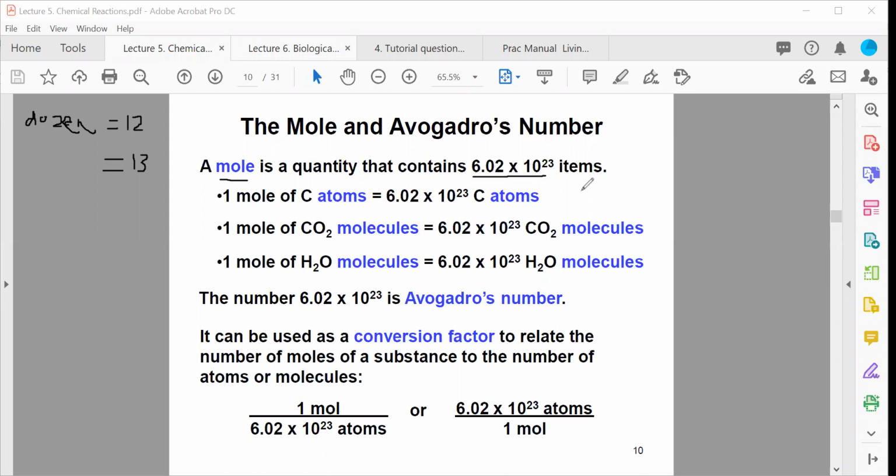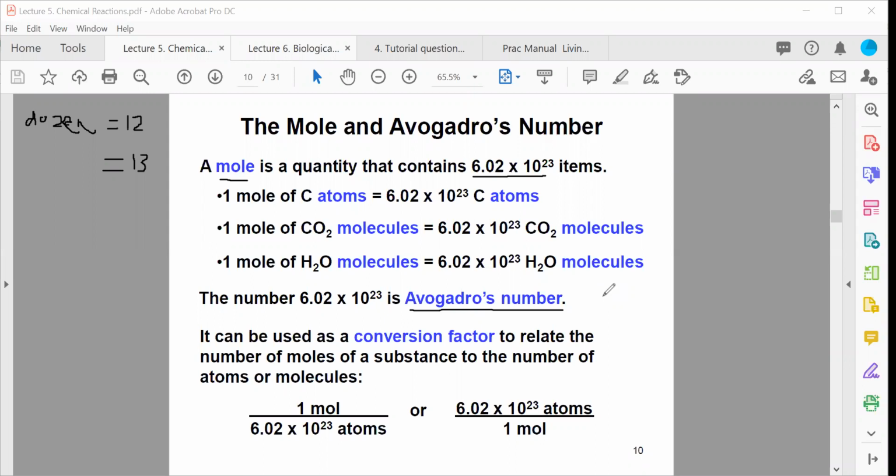It's 6.02 with a lot of numbers after that, 6.02 by 10 to the 23. Enormous. And that number is just called Avogadro's number, after the chap who actually came up with this number. So if you try to think of it like that, a mole is just a quantity that indicates a certain number of items. That's all it is.